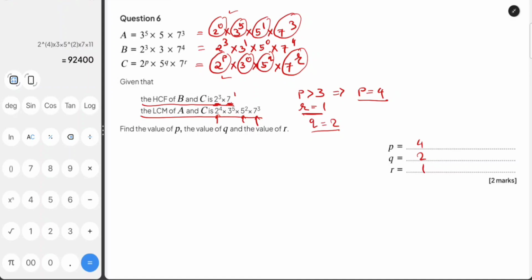If you didn't get it in the first trial, just rewind the question and do it again. These kind of questions are the most difficult kind of questions you can find in HCF LCM topic. So that was all for today. I know the session was a little bit longer, but I wanted to cover all the important questions here.